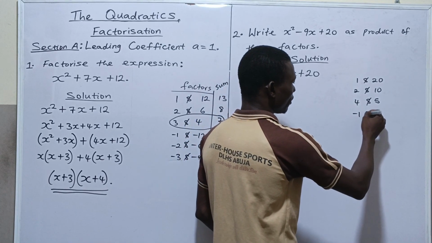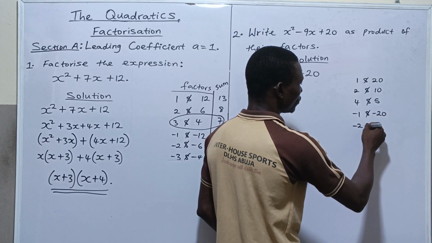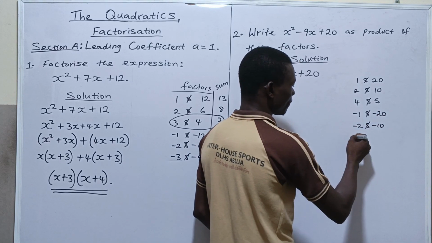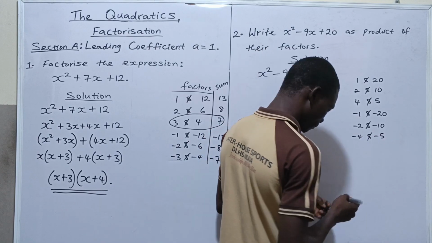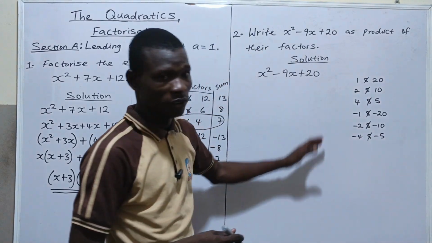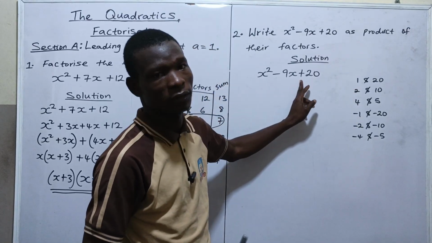Then we have negative 1 and negative 20, negative 2 and negative 10, negative 4 and negative 5. For each of these pairs, if you multiply them, they always give you positive what? 20.